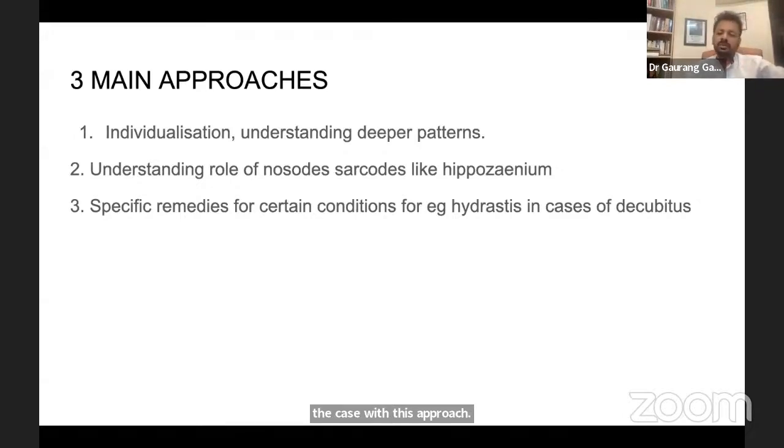In certain cases, though, this approach may not be totally useful. You might need an approach where there are a lot of roles for nosodes, sarcodes, bowel nosodes, tautopathy, isopathy, and I will talk a little bit about this.